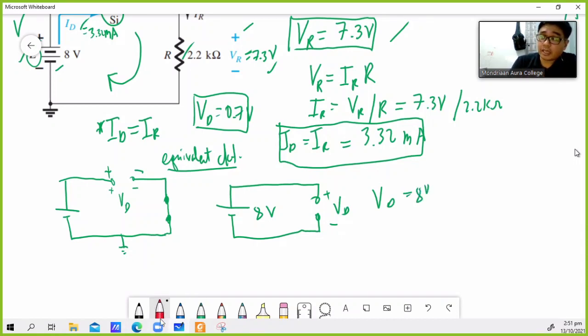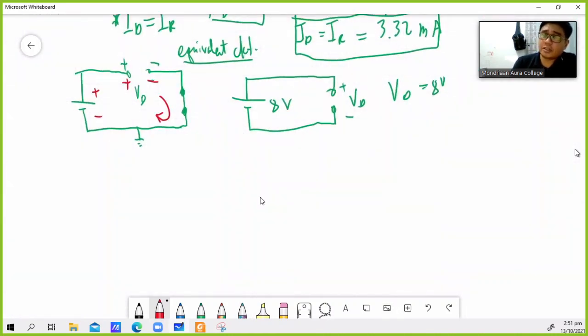So lagay natin mga polarities. Plus, minus, plus, minus. And then let's do this clockwise. Okay? You can do counterclockwise and you will still get the same answer. Pero sa klase natin, as I've said, clockwise ang gagamitin natin. So una, papasok ako dito sa negative. So anong value nito? 8 volts. So that would be minus 8 volts.